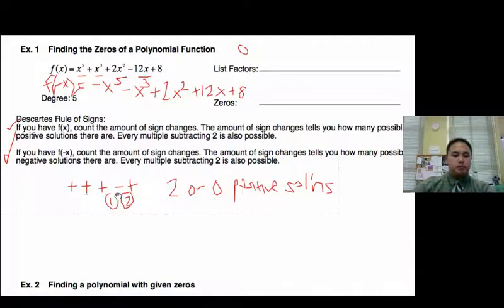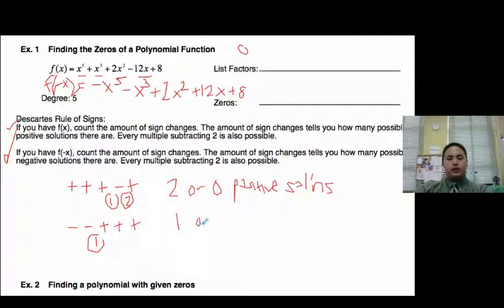So instead of plus, plus, plus, minus, plus, let's see the new signs. I have negative x to the fifth, I have negative x to the third, I have positive 2x squared, I have a positive 12x, and I have a positive 8. Now, can you count the sign changes in this one? Yeah, there's only one sign change right here. So there could be either 1 or 0 negative solutions.